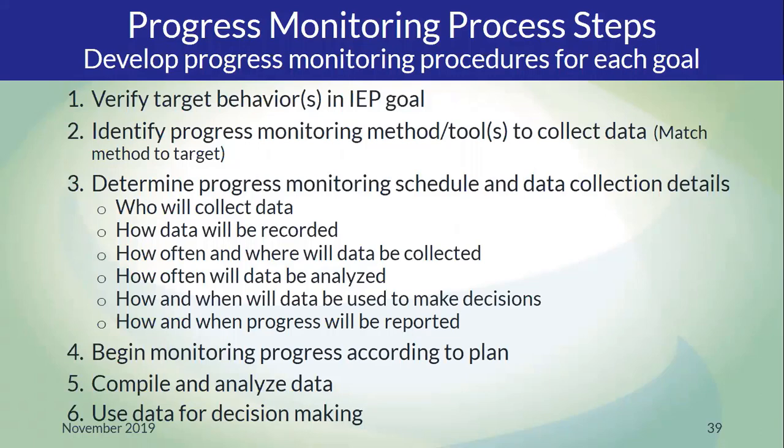So steps 1 to 3 occur during the development of the IEP. Steps 4 through 6 are going to occur during the actual implementation of the IEP. As a starting point, you might want to try using these process steps to self-assess your current local progress monitoring practices.